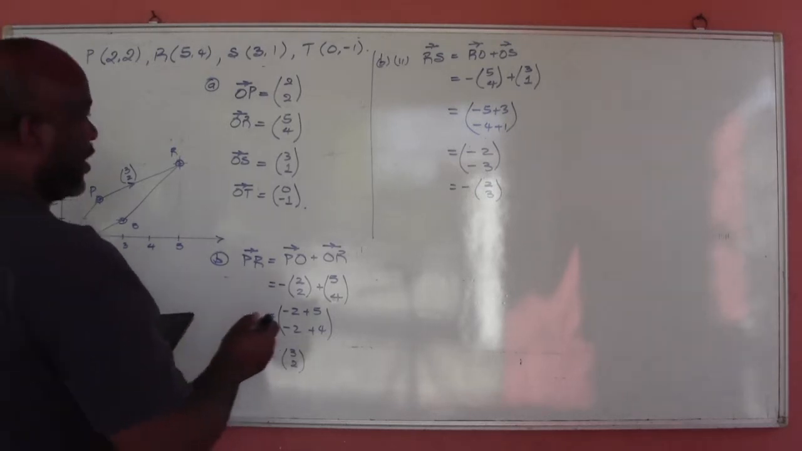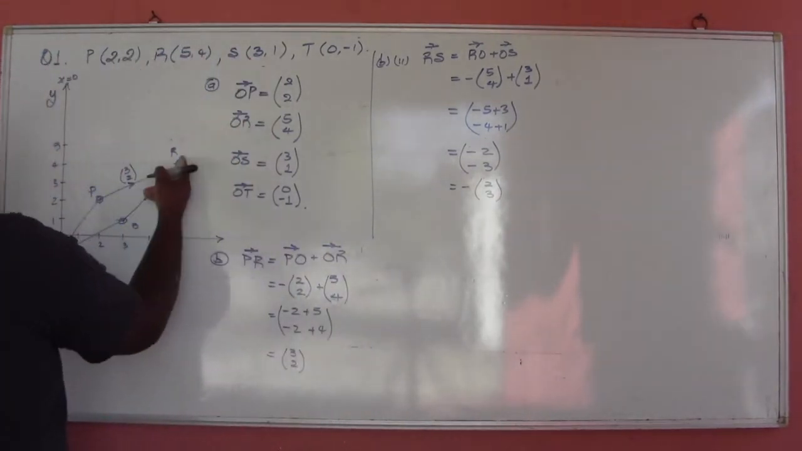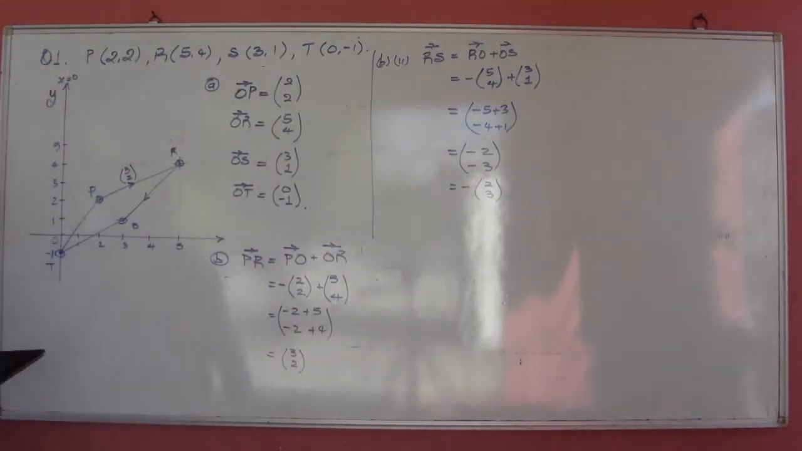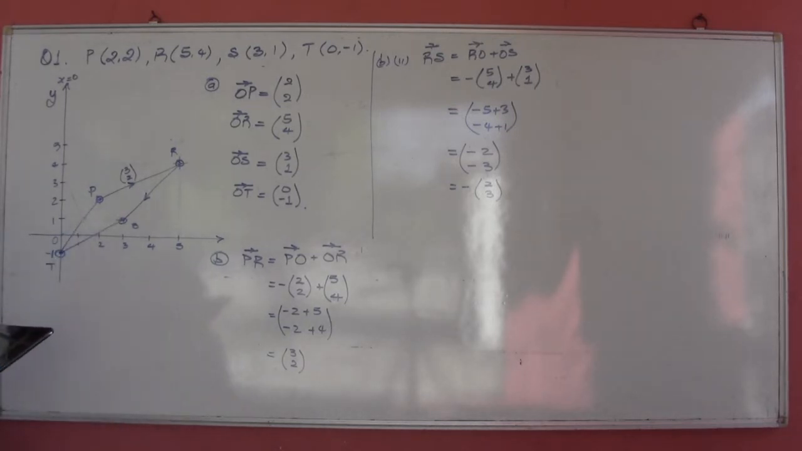This is the vector RS, going in that direction from R to S. What else do we need? We're asked to find the vector ST, so that's from S going to T.